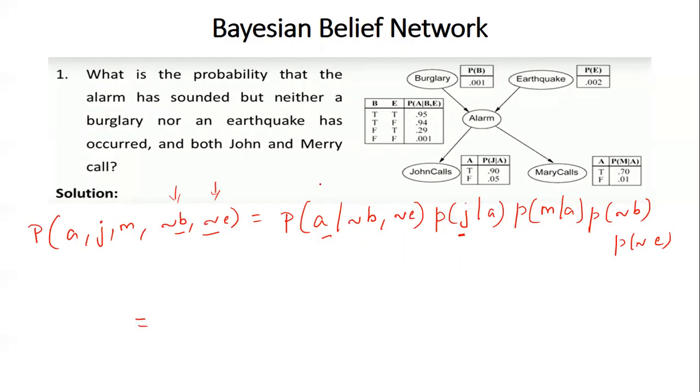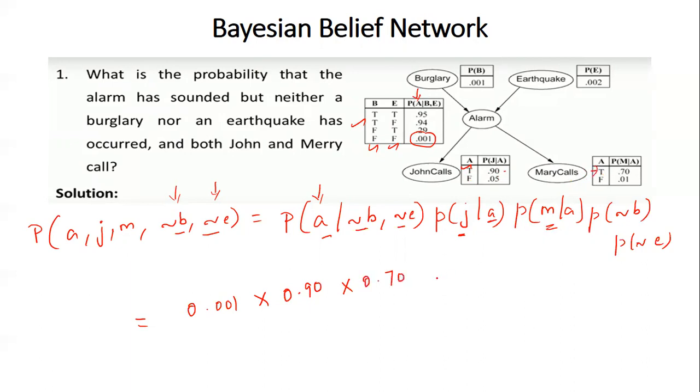What is the probability of alarm given there is no burglary and no earthquake? Refer to this table. The value is 0.001. Then what's the probability that John calls given there is an alarm? The probability that John calls given that the alarm is true is 0.90. And what is the probability that Mary calls given there is an alarm? It is 0.70.